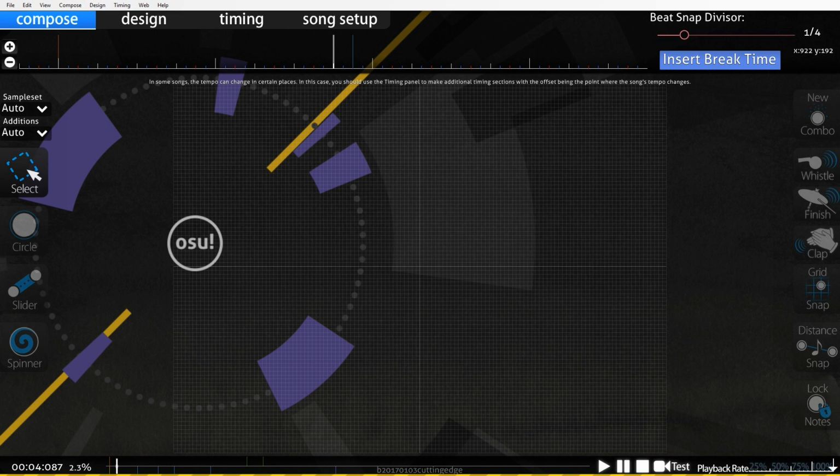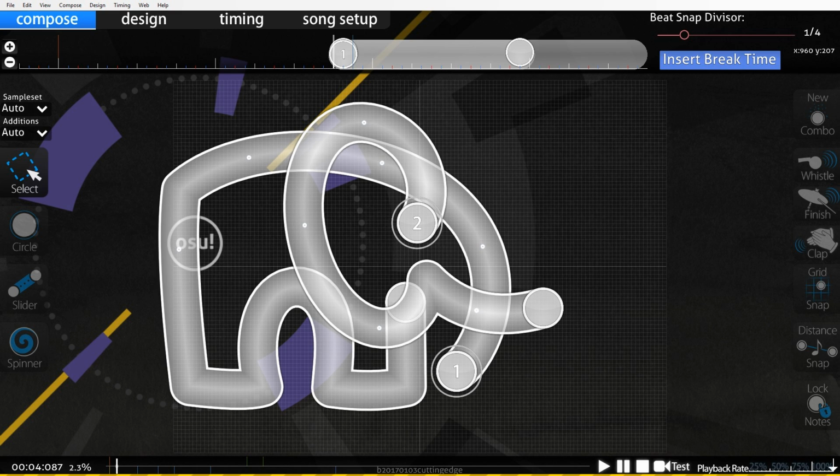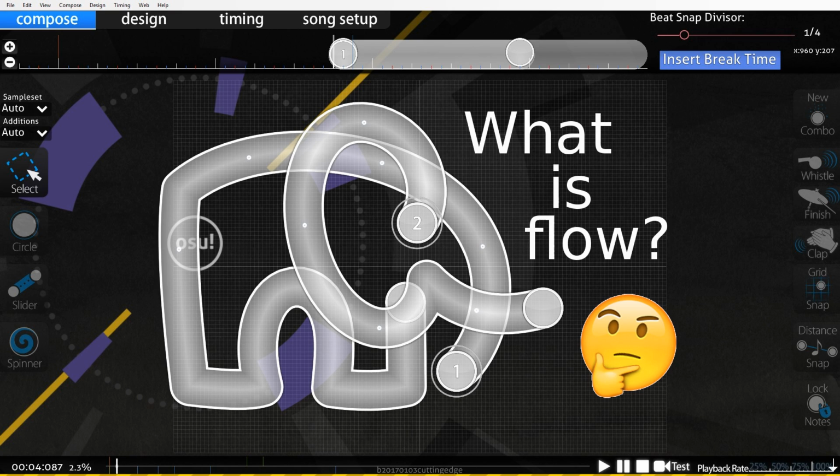But then I realised something. I took a step back, took one hard look at the elephant that I drew for this stupid gag, and thought to myself, hang on a second, what is flow?